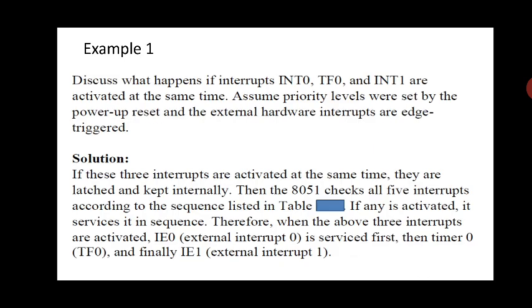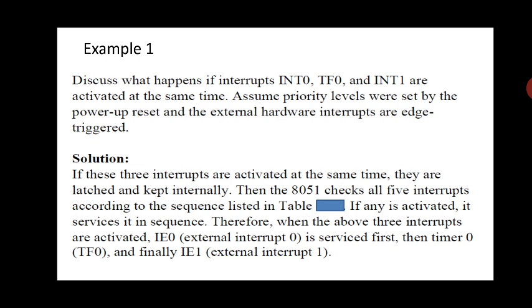Now look at the program: what happens if the interrupts INT0, TF0, and INT1 are activated at the same time? Assume priority levels were set by the power up reset and external hardware interrupts are edge triggered. There are three types of interrupts occurring simultaneously at the same time. Then they are latched and kept.